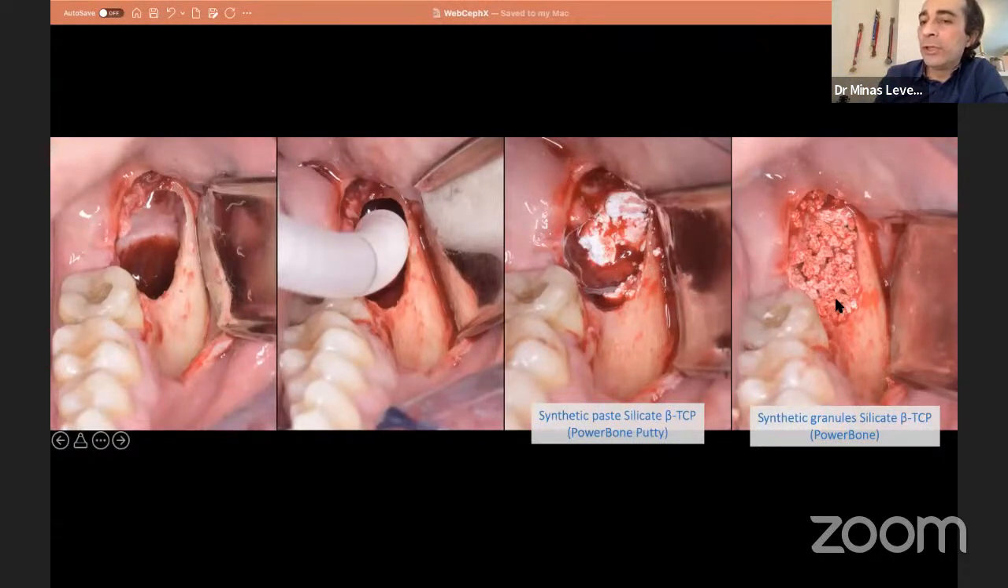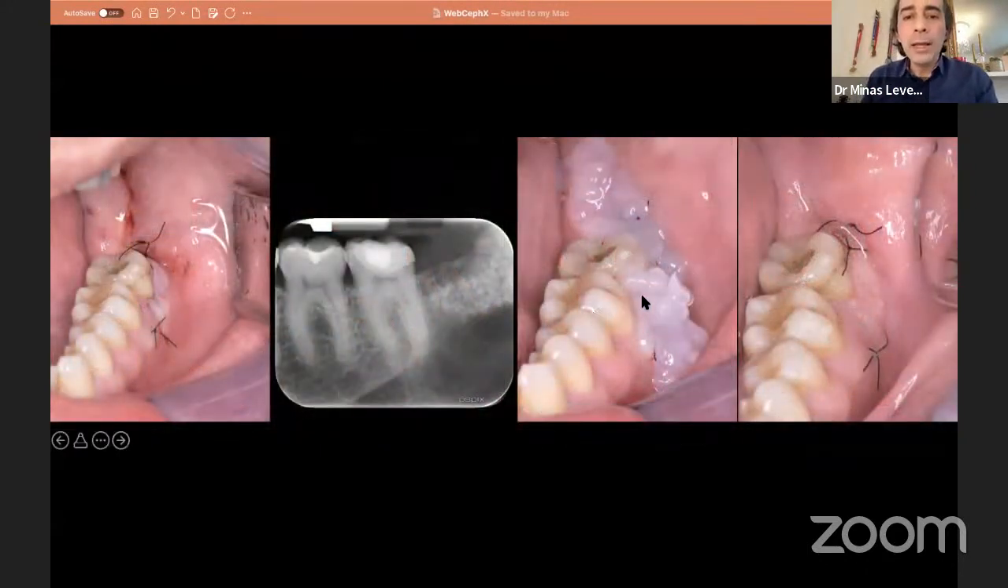It was much easier for me to use a loose granulate, a synthetic granulate. So at the bottom, close to the nerve, I placed some collagen, and on top, I filled all the big space with granulate silicate beta TCP.